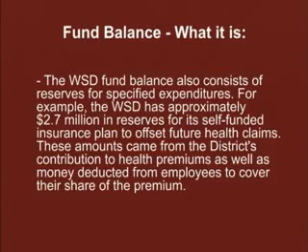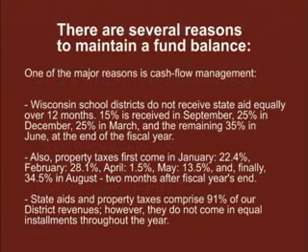So why do districts maintain fund balances? There are several reasons. One of the biggest reasons is for cash flow management. Wisconsin school districts do not receive state aid equally over the 12 months. 15% payment is received in September, 25% in December and March, and the remaining 35% in June, the end of the fiscal year. Also, property taxes first come in January, approximately 22%, February 28%, April 1.5%, May 13.5%, and finally 34.5% in August, 2 months after the end of the fiscal year.